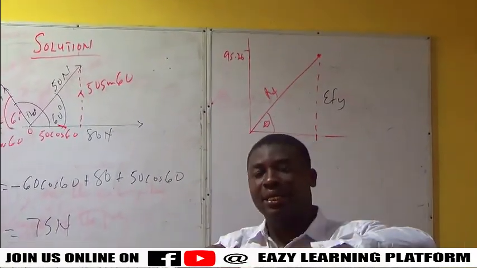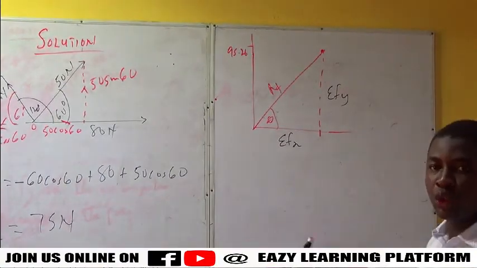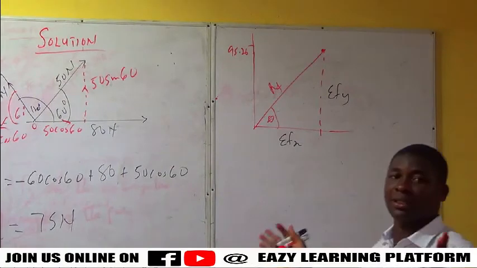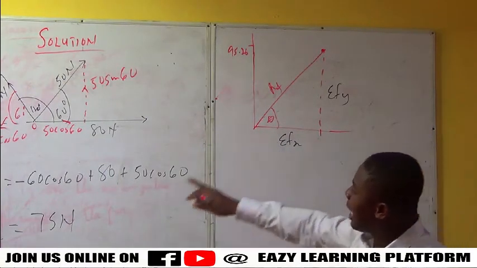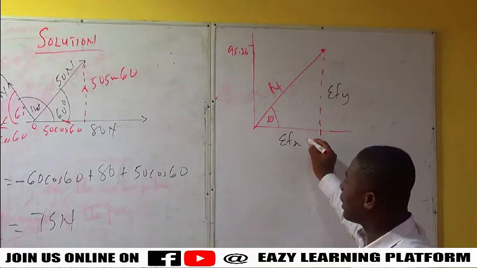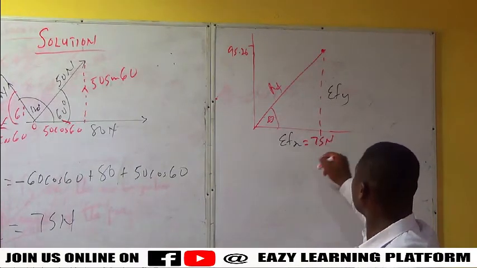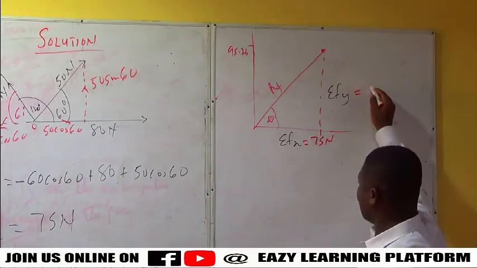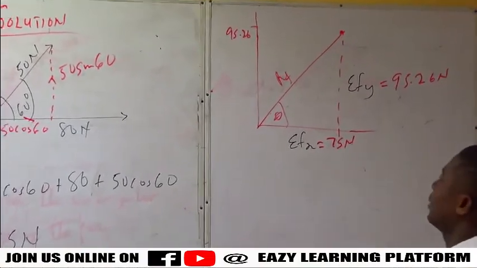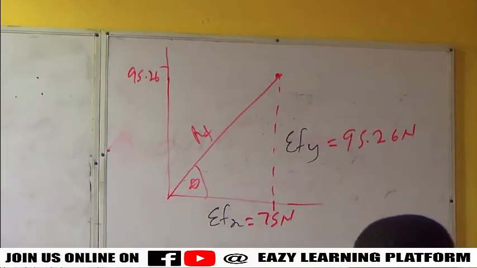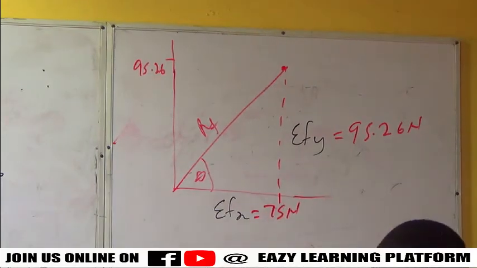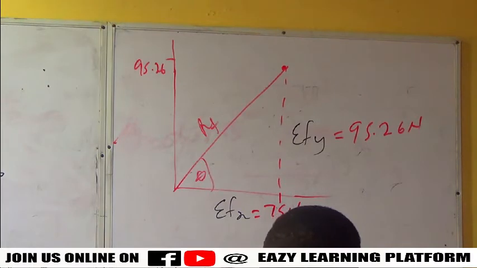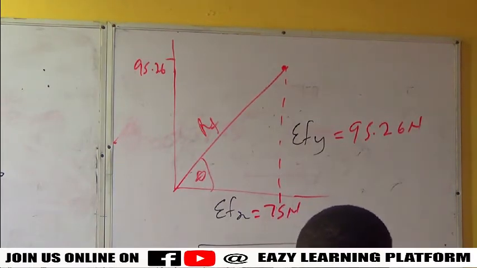So we try to plot these given magnitudes on the x and y Cartesian plane. So we plot them. We had sigma Fx to be 75 Newton, and sigma Fy to be 95.26 Newton. Now from Pythagoras theorem, we know that this is the hypotenuse, this is the adjacent, this is the opposite side. Now Rf will be equal to what? Square root of sigma Fx squared plus sigma Fy squared.